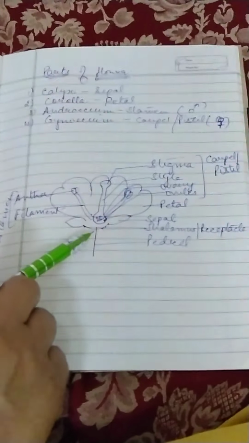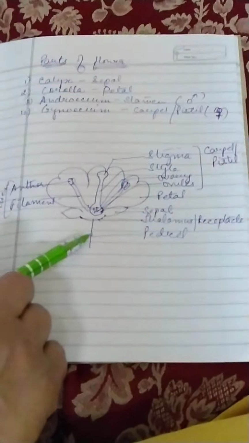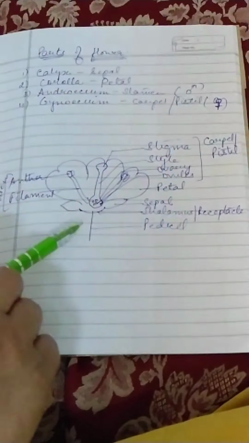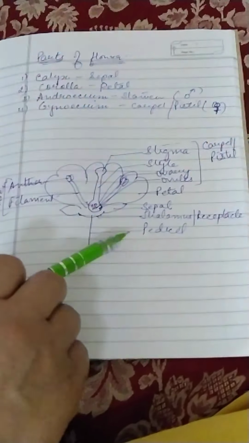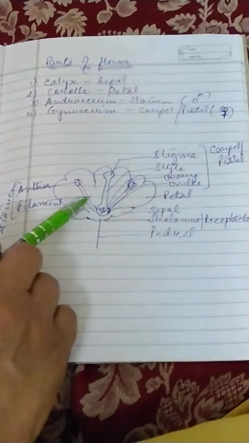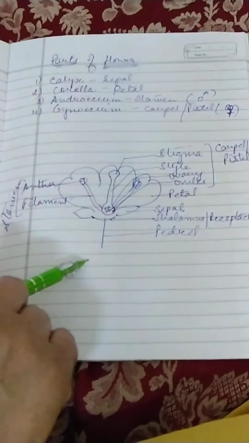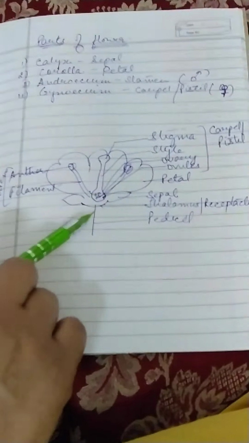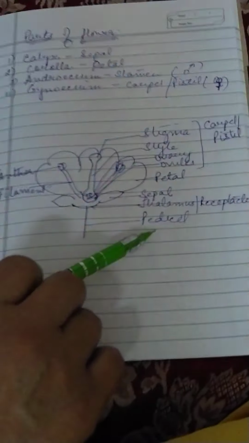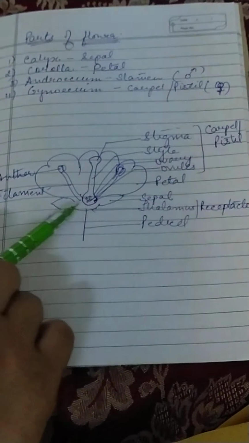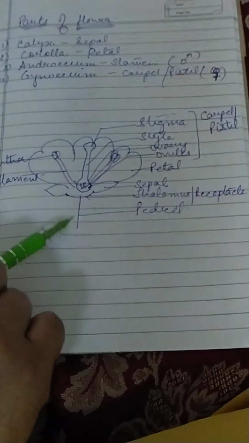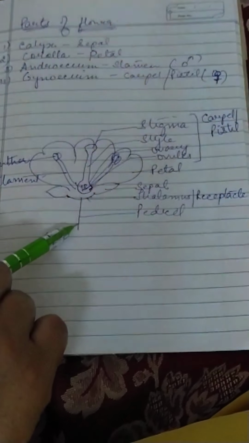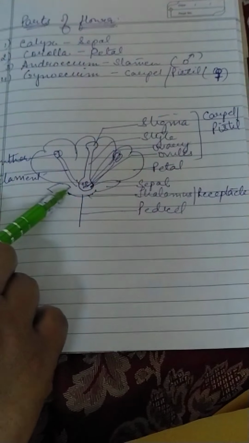Now for the flower, the stalk by which the flower is attached to the main stem of the plant is called the pedicel. Pedicel is the stalk by which the flower is attached to the stem of the plant. If the flower has the pedicel, we call it a pedicellate flower. But if the pedicel is absent, we call that a sessile flower. Now we talk about the parts.